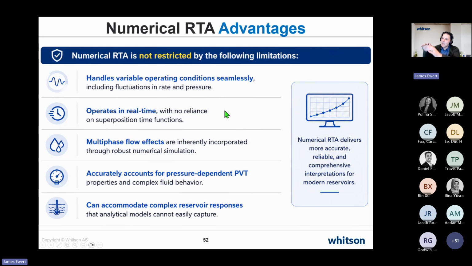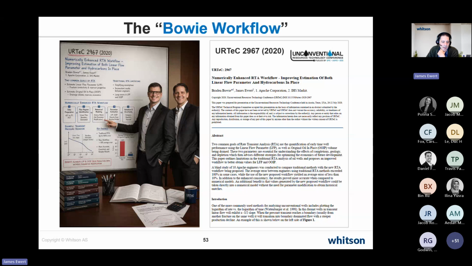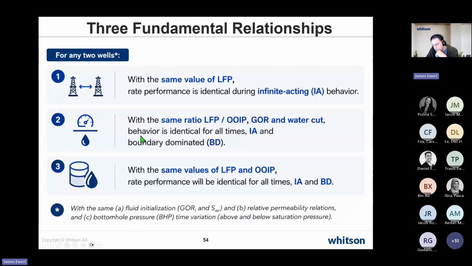You can almost think of it as a multi-phase version of the square root of time plot. It's not, but there are similarities there, and that's a great way to think about it. Now, this is based on the Bowie workflow that came from a paper published in 2020 between Braden Bowie and myself. What was really interesting was that when we looked at a number of different wells, some things became clear and some things we kind of knew before, but Braden found something that I had never considered before. And I still think it's absolutely brilliant.